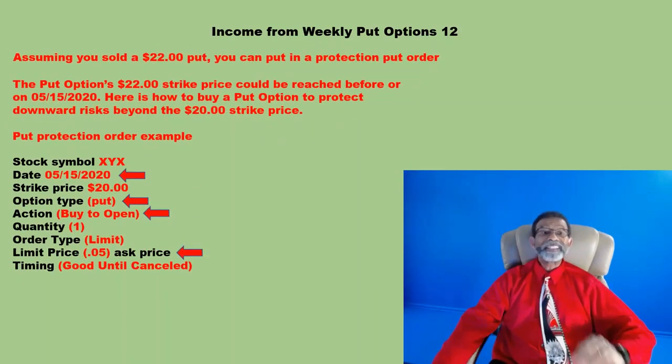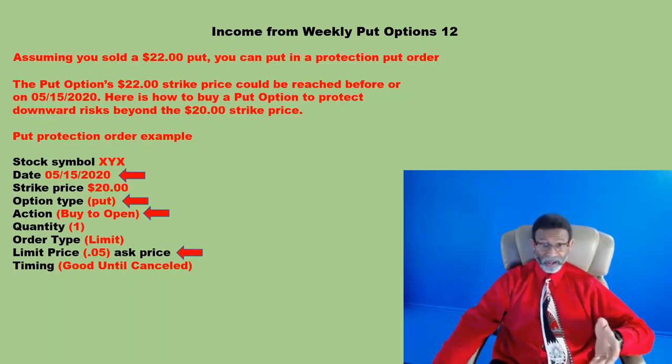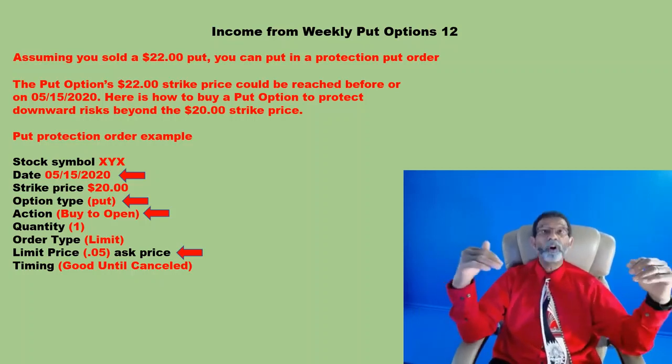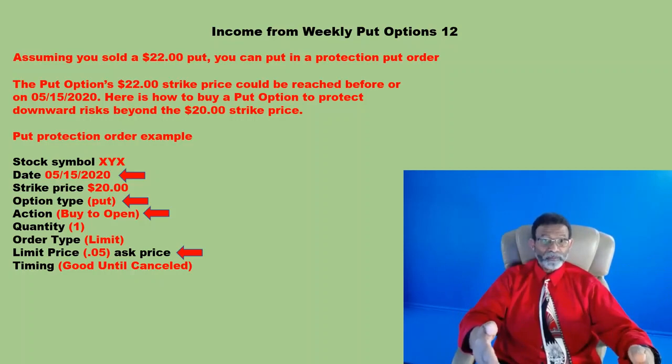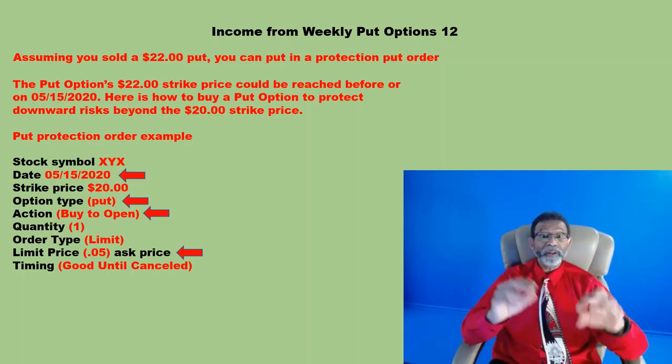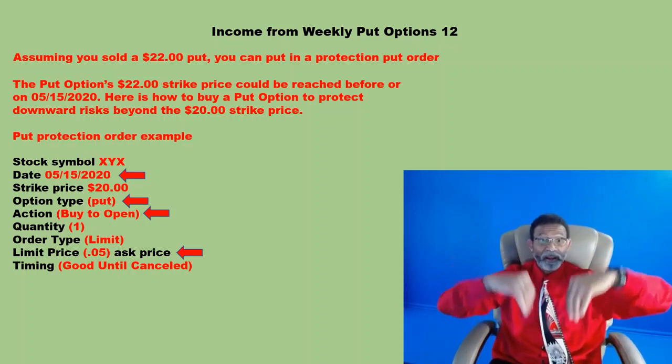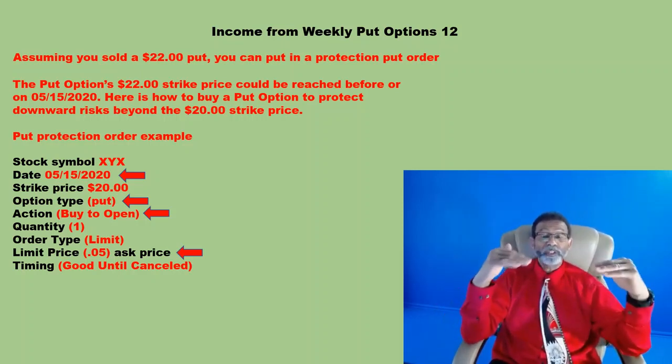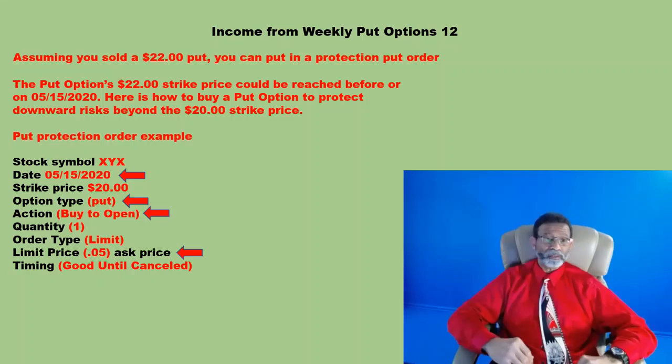Now, assuming that you sold the $22 put option, you can buy protection, a protective put option. So the put option, the $22 strike price could be reached before or on May the 15th in our example, 2020. Here's how to buy a put option to protect the downside risk beyond the $20 strike price, as we talked about earlier. So this is an example of a protective put order.